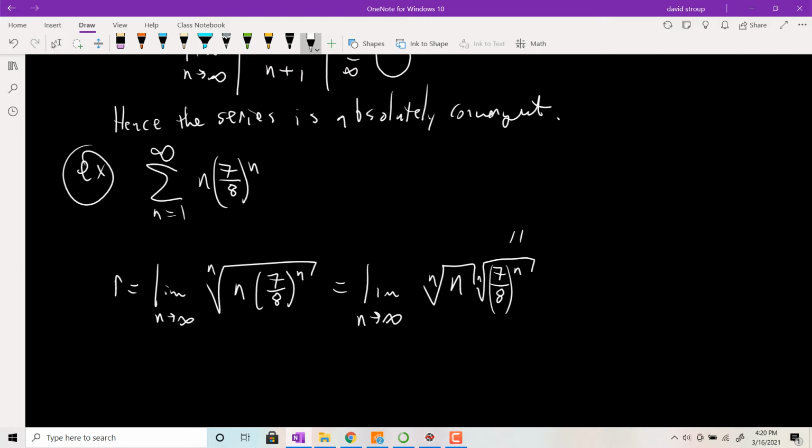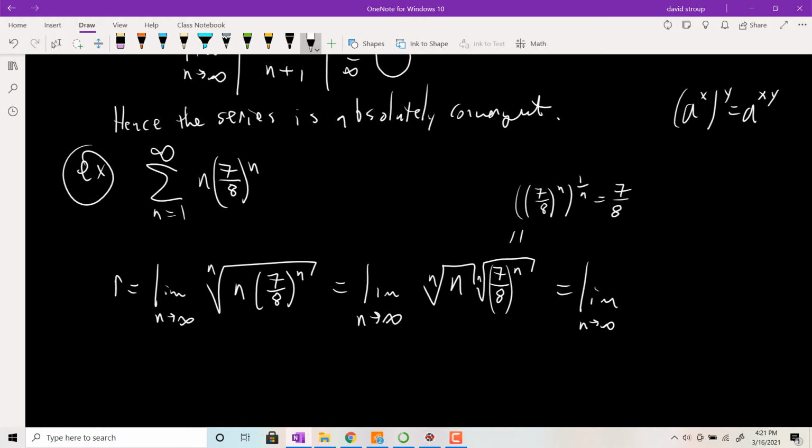So this second factor, you could rewrite as (7/8)^n to the 1 over n. And then you see, I can use my rules of exponents. You've got (a^x)^y, it's just a^(x·y). You just multiply the exponents. So n times 1 over n is just 1, and that will then just be 7/8. In other words, you're looking at the limit as n goes to infinity of 7/8 times the nth root of n.